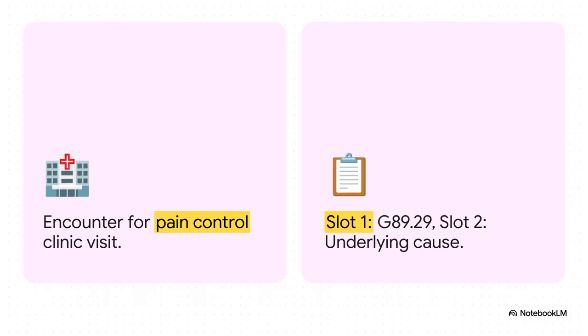Let's actually visualize the swap in action. Imagine a patient comes in with a displaced intervertebral disc, but today's encounter is explicitly a pain control clinic visit for a steroid injection. Because pain management is the absolute goal today, G89.29 for chronic pain takes the throne right there on line 1. The lumbar disc herniation gets bumped down to line 2.